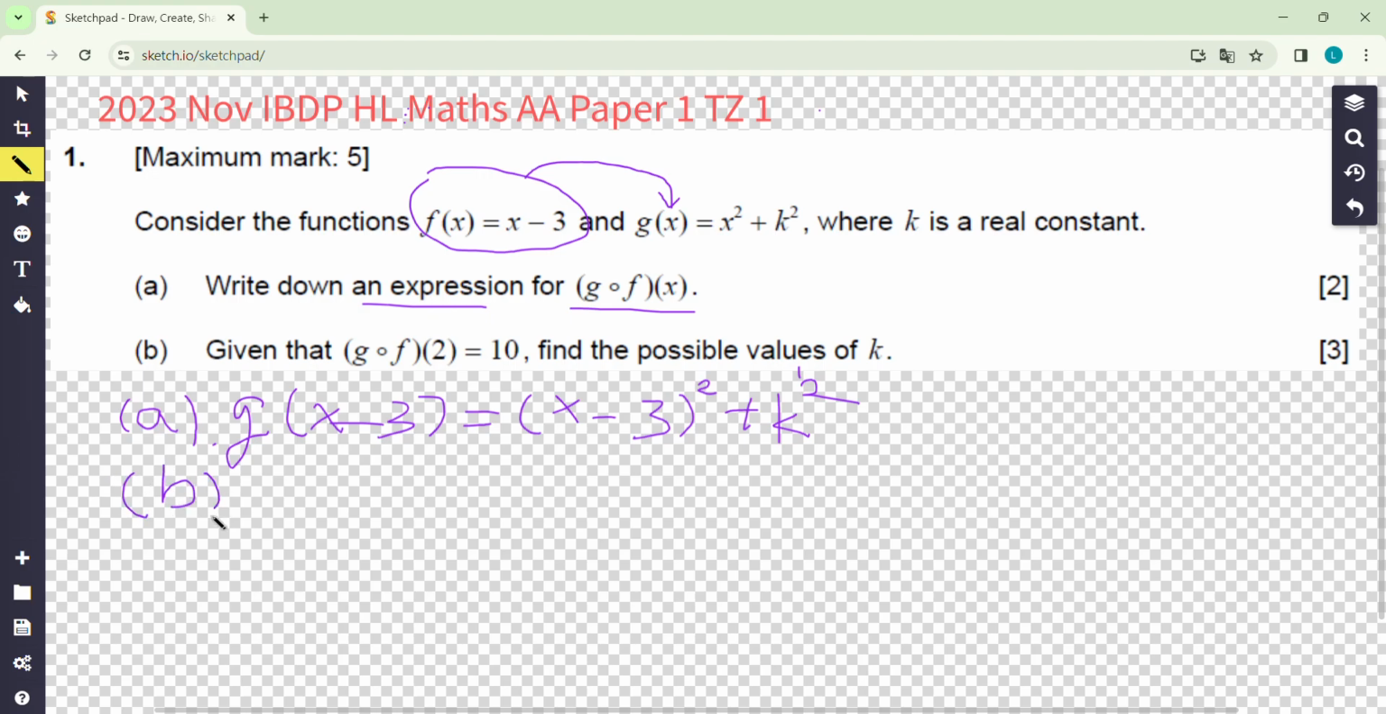And for part B, you need to solve the equation by substituting x equals the given value, setting the result equal to 10, and then you find k. Be careful: it says possible values, so probably more than 1. Try to work on it now.